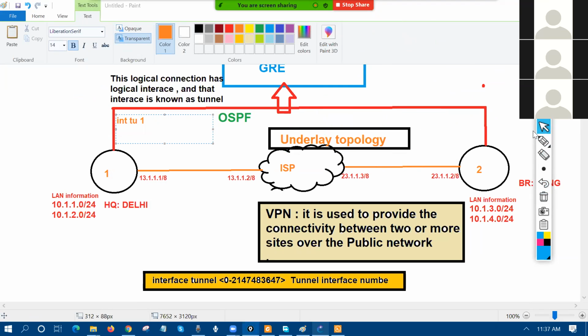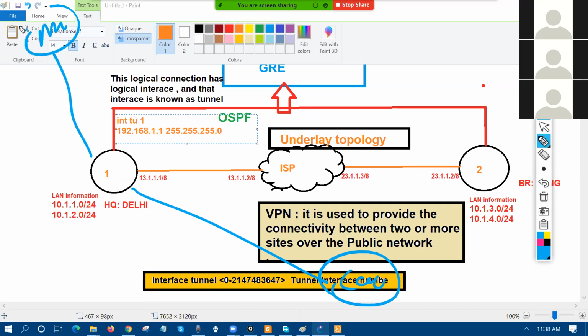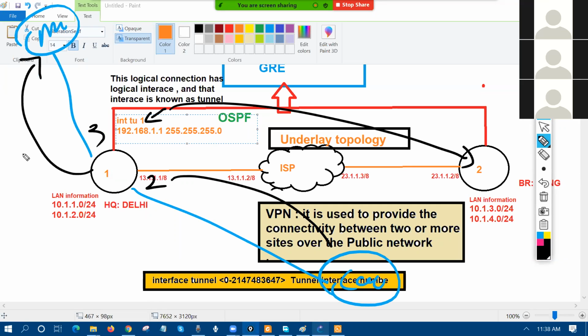So I need to define the tunnel IP address of this guy. I can take any IP address. I'll go for 192.168.101.1/24. Why am I putting the identification number on the tunnel? Because one router can have multiple tunnels. For example, router 1, this Delhi branch, has connectivity with Bangalore, and at the same time has connectivity with Calcutta as well as Mumbai. So I just need to put the identifier: 1 is for Bangalore, 2 is Calcutta, and 3 is Mumbai.